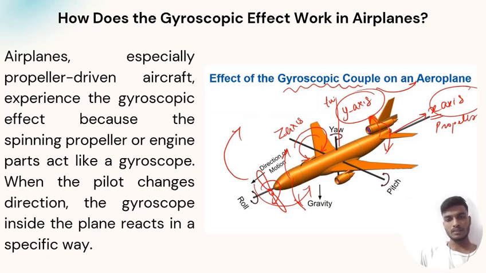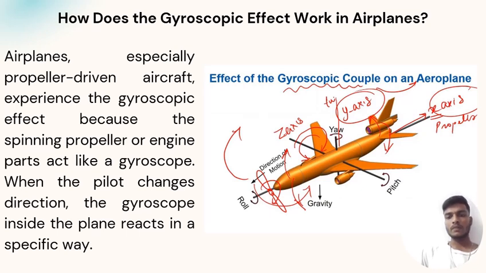Here you can see the diagram of the aeroplane in which the gyroscopic effect is applied. This is the x-axis or spinning axis, and on that spinning axis the propellers are fixed. Here the z-axis is also called the pitching axis, and this is the y-axis, called the rotation axis or precession axis.